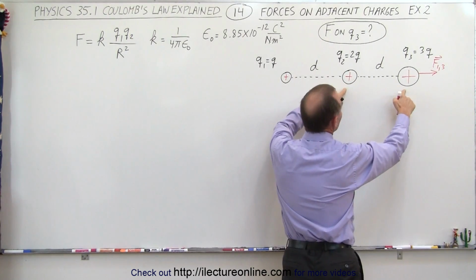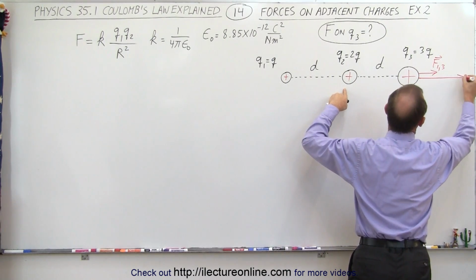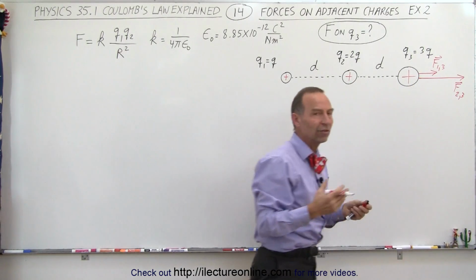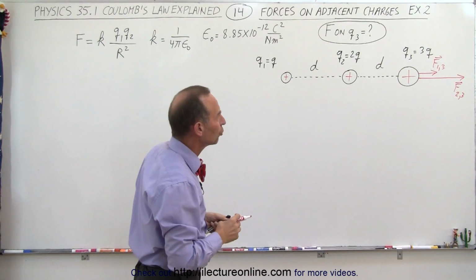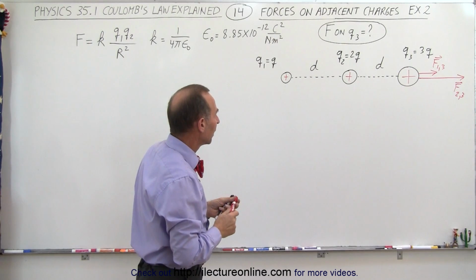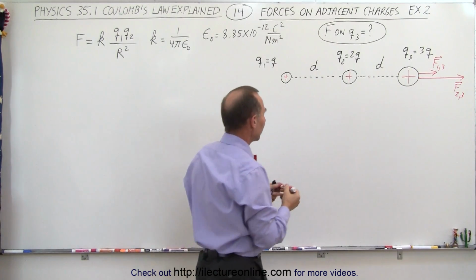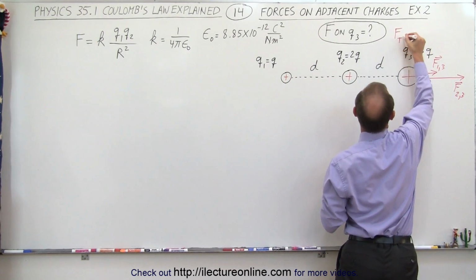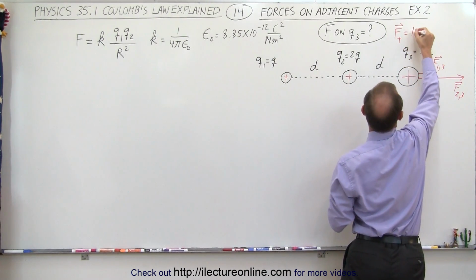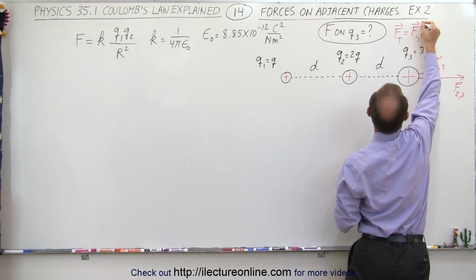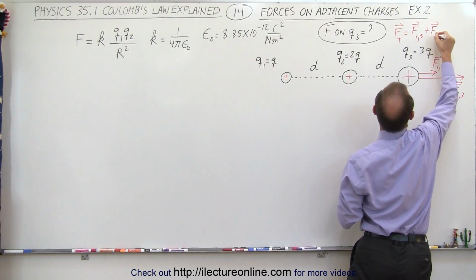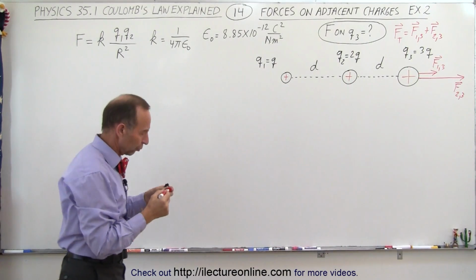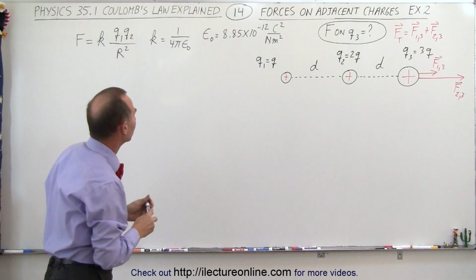And then the force between these two must be a much greater force. That's going to be the force between 2 and 3. And then, of course, the total force is simply the vector sum of those two combined. All right, so the way to do that, we can simply say that F total is simply the vector sum of F between 1 and 3 plus the force between 2 and 3. So let's go ahead and find the magnitude of those two forces first, and then we will add them vectorially.